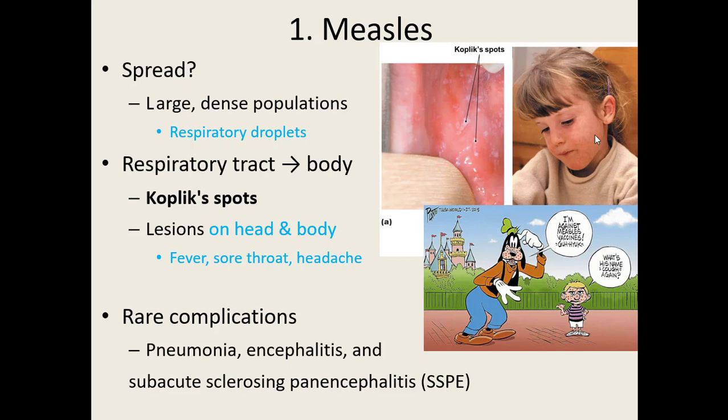Now, most of the time from there, you can recover. However, this particular virus can lead to some very rare complications. It can lead to pneumonia, encephalitis, and something called subacute sclerosing panencephalitis, which is hardening of the brain tissue.